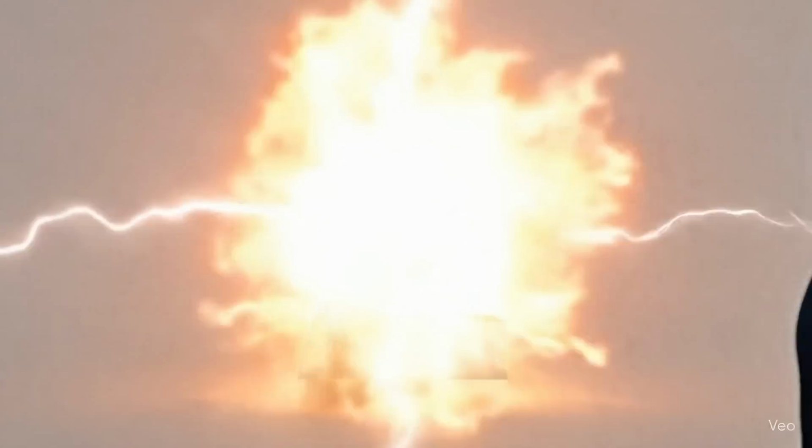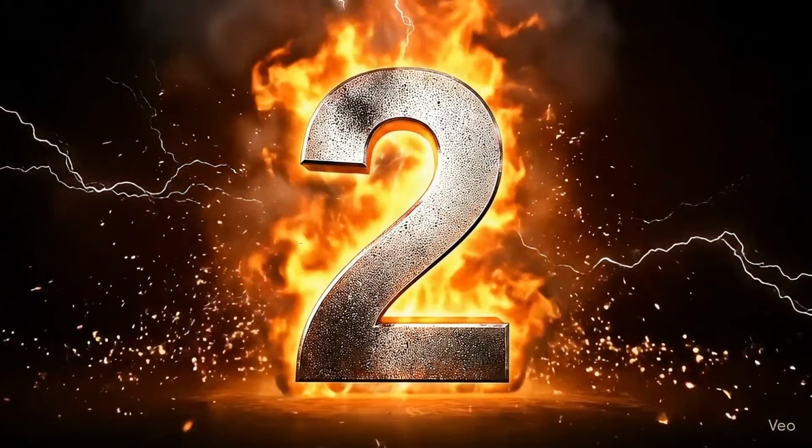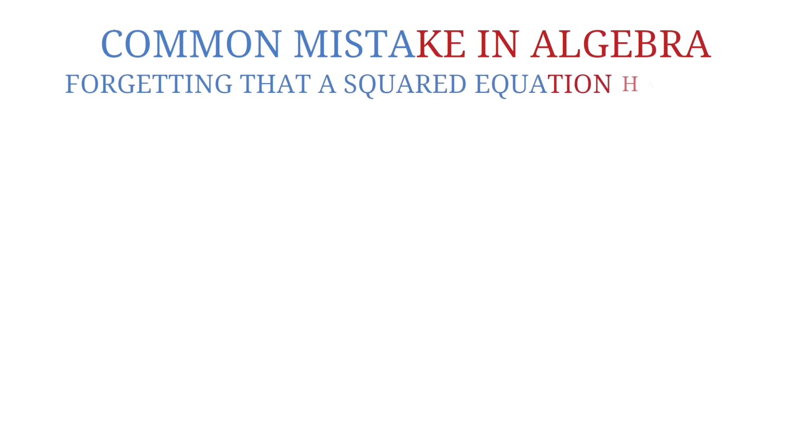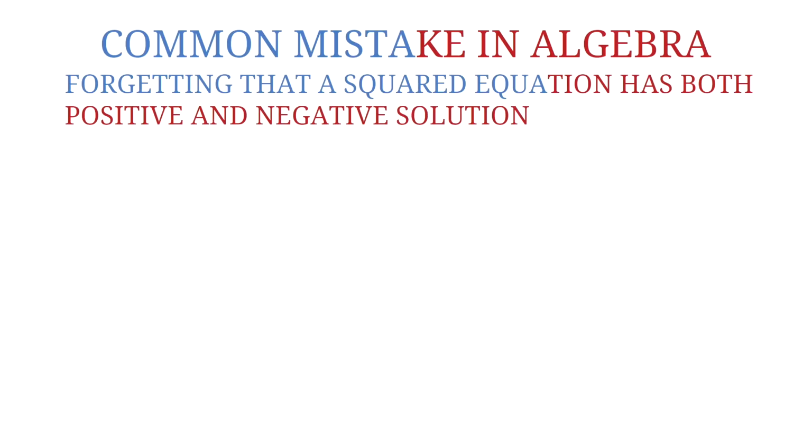This next mistake challenges a fundamental assumption many students have about a squared equation. Number 2: Forgetting that a squared equation has both positive and negative solutions.